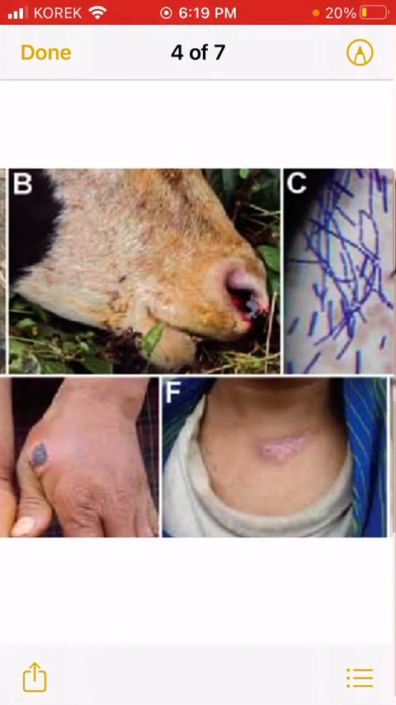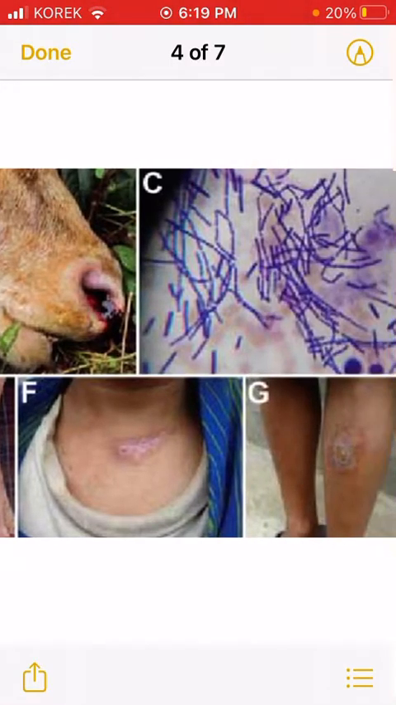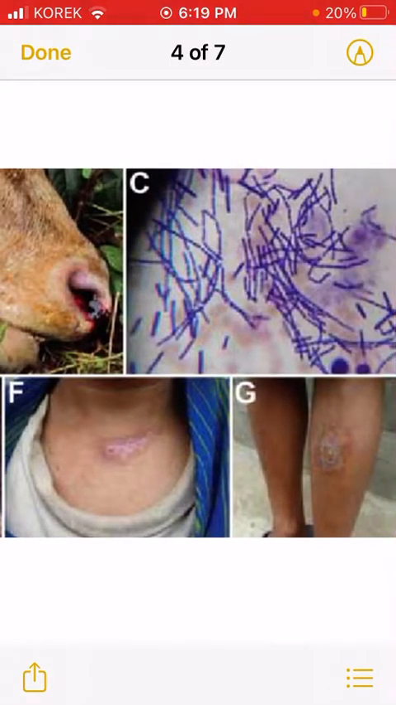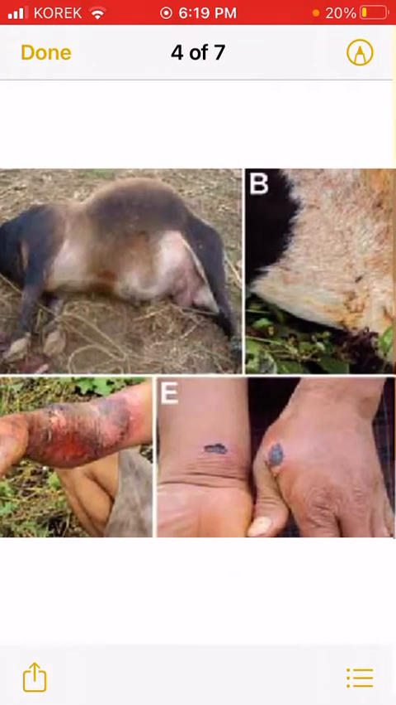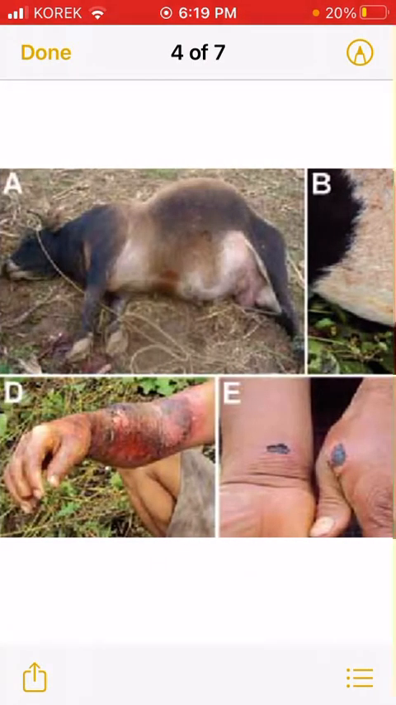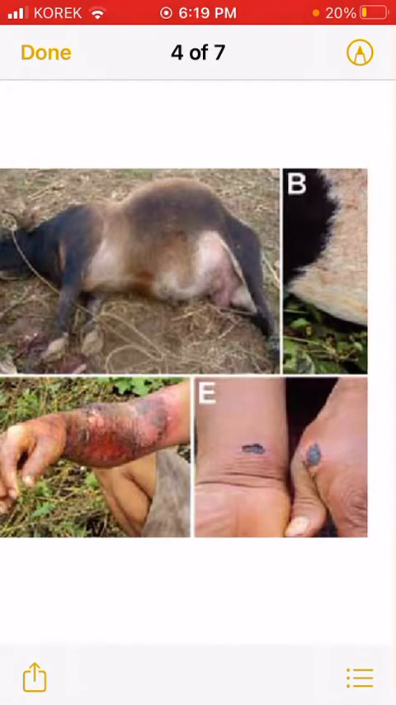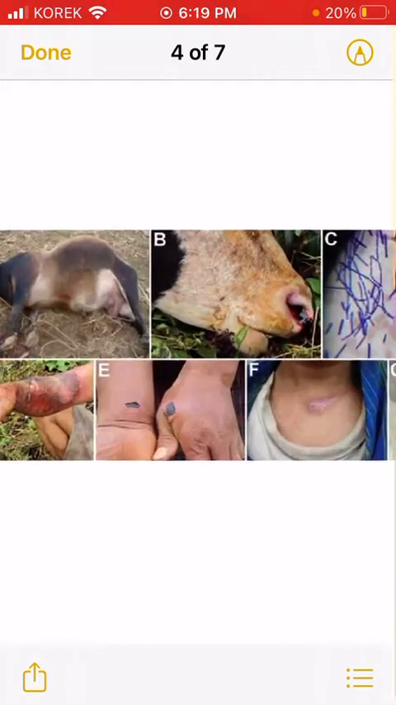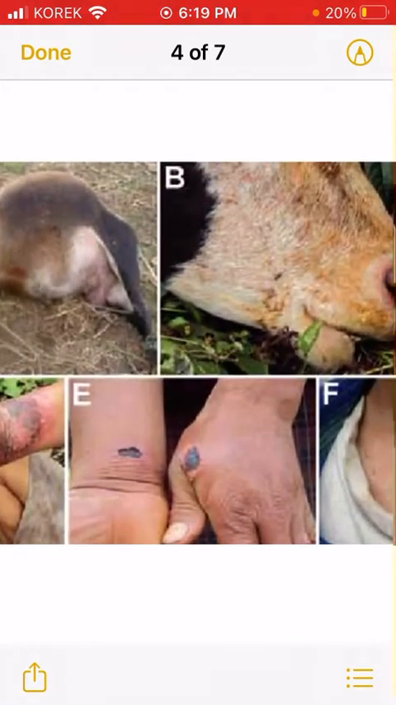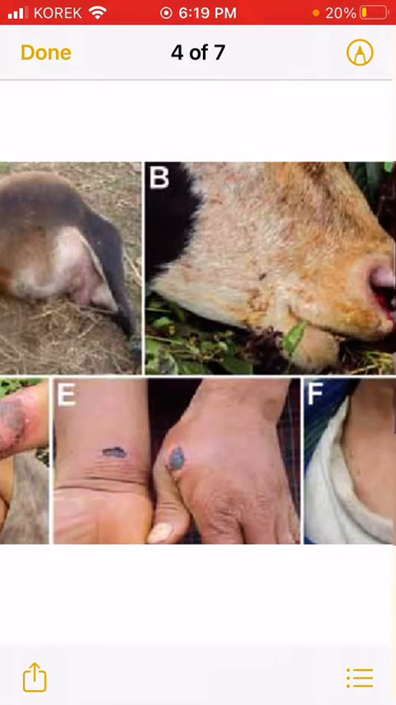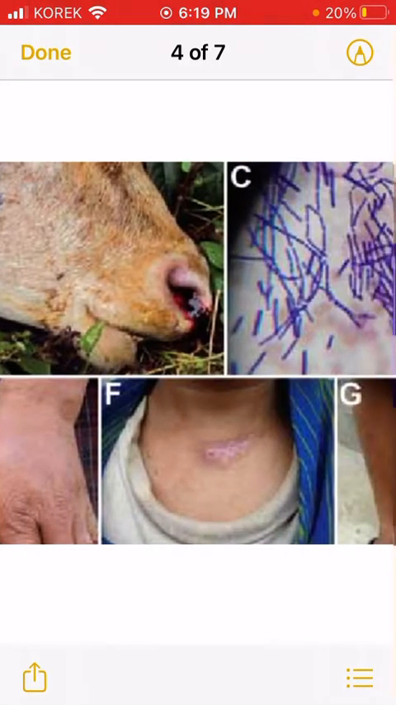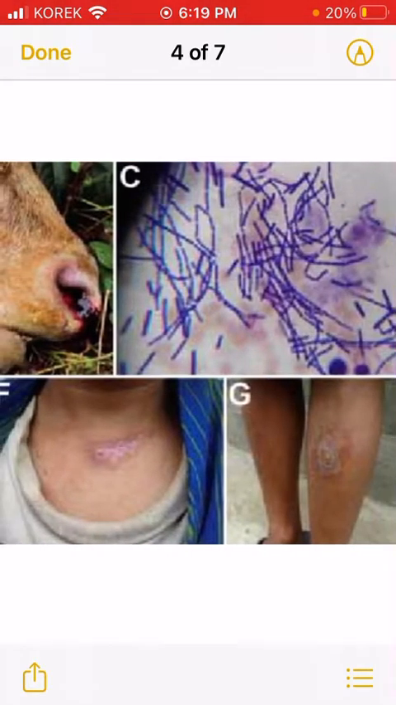Here we see bleeding in the nose, as I explained, bleeding in the body openings of a cow, such as the nose, vagina, and sometimes eyes. Here is the bacilli, rod shape, gram stain. Those are in D, this is peracute anthrax. Here we have acute anthrax, those necrotic lesions, and this is the lesion on the neck, and in the back of the leg.